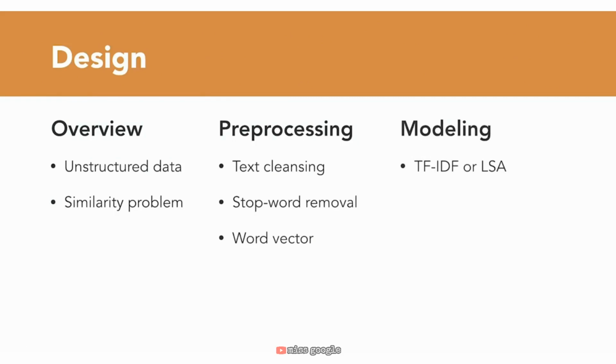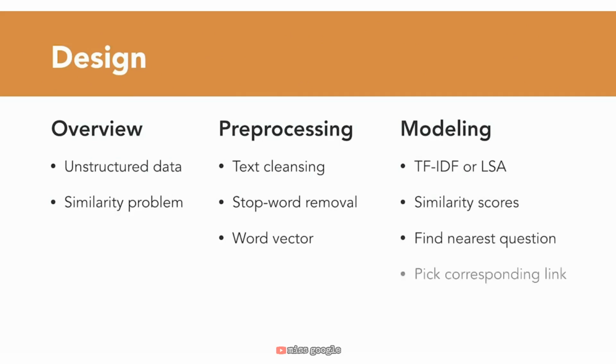This model can be then used to find similarity scores between any two documents. When a new question is asked, find the nearest question to this question based on the similarity score. Then return the corresponding guide link for that question to the employee. In the next video, we will look at our final use case, sentiment analysis.